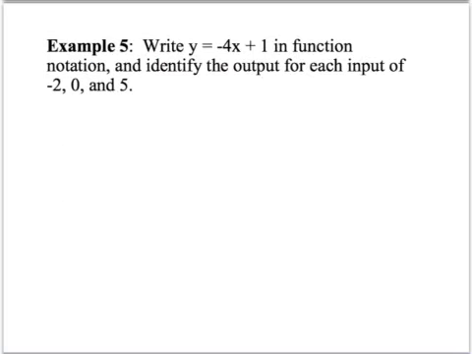Okay, let's try an example. Number 5. We want to write y equals negative 4x plus 1 in function notation, and then we're going to find the outputs for 3 different input values. Alright, so if you're going to go to function notation, all you simply do is you replace the y with f of x. So that's going to look like f of x equals negative 4x plus 1.